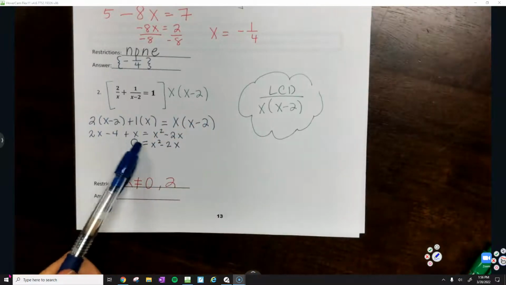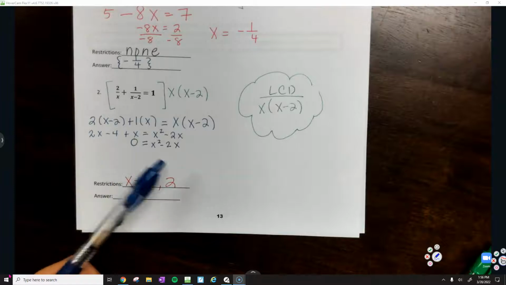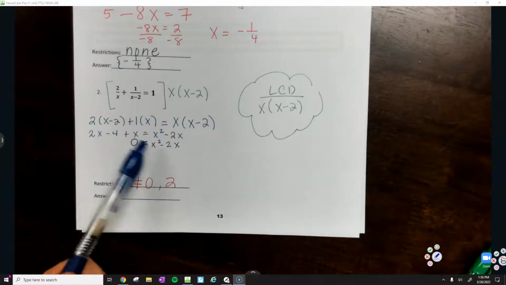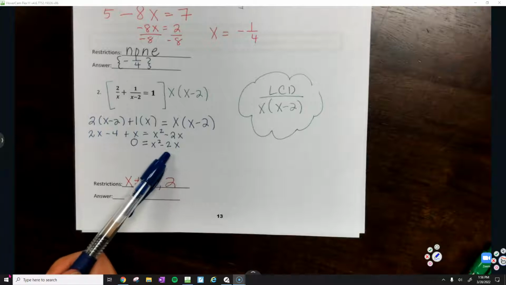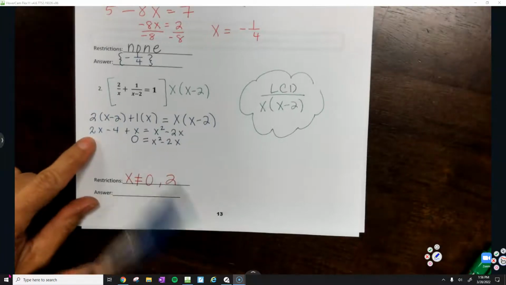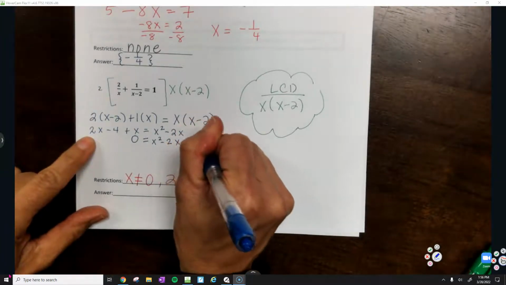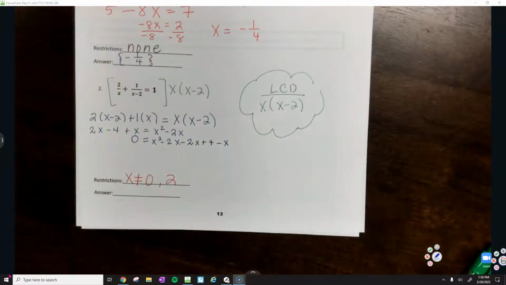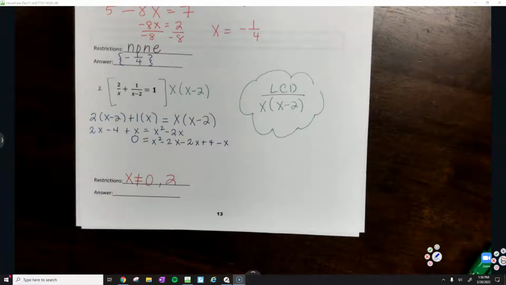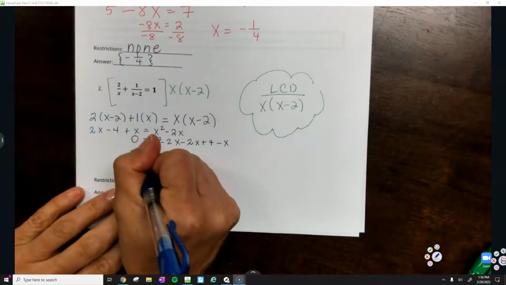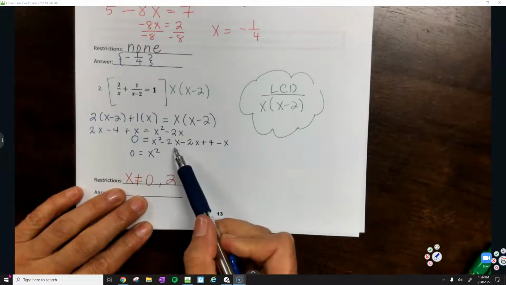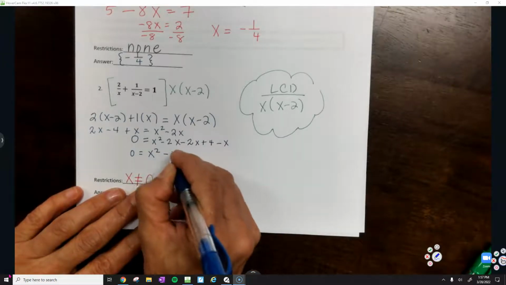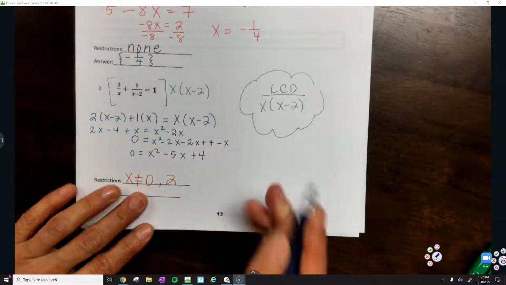And then y'all, all this stuff over here on the left, I'm rewriting over here, but you have to change the sign because we're moving it. All this stuff is moving over there. Change the sign. So I'm going to write minus 2x plus a 4 minus a x. Now I'm going to combine like terms. So it's going to be x squared, and then all of my single x's combined is going to be a negative 5x plus a 4.